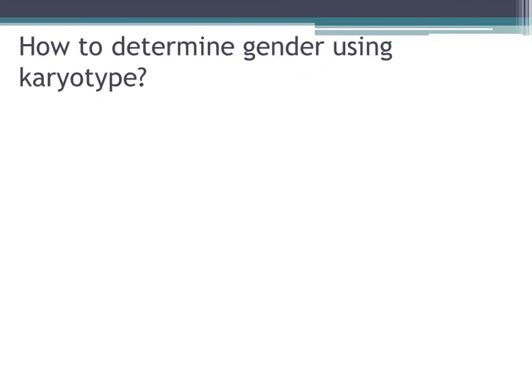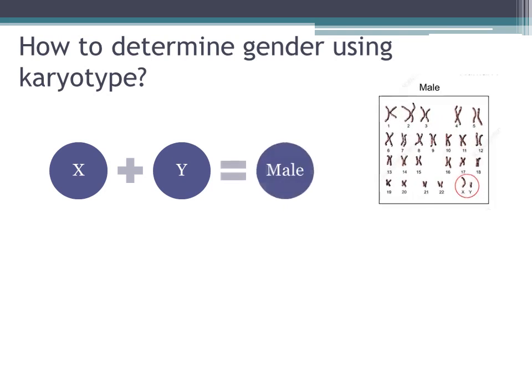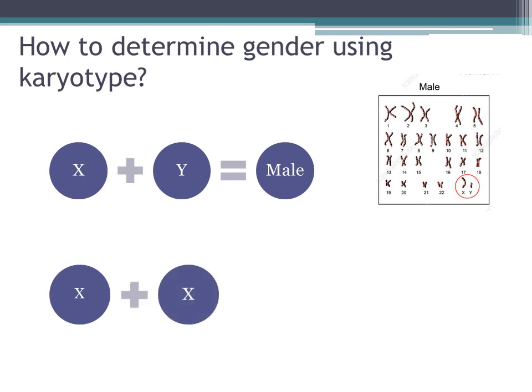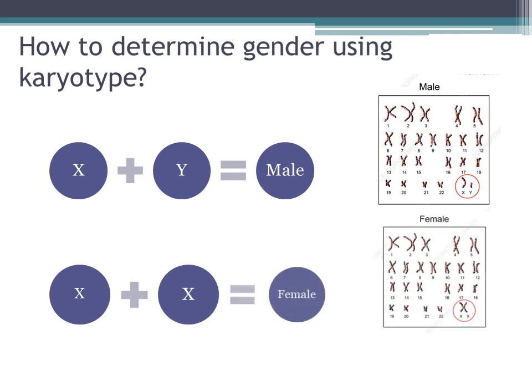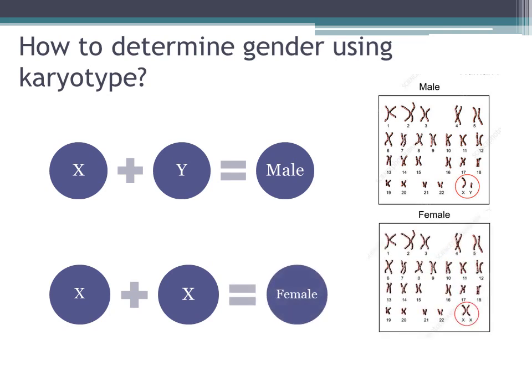So how to determine gender using karyotype? If a karyotype has an X chromosome and a Y chromosome, this karyotype belongs to a male, and if it has an X chromosome along with another X chromosome, it belongs to a female.